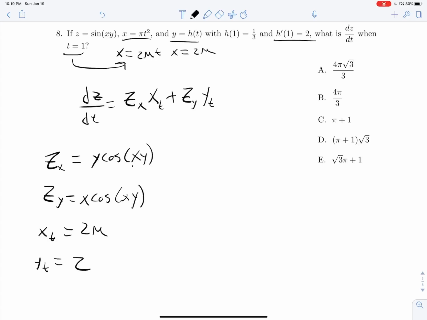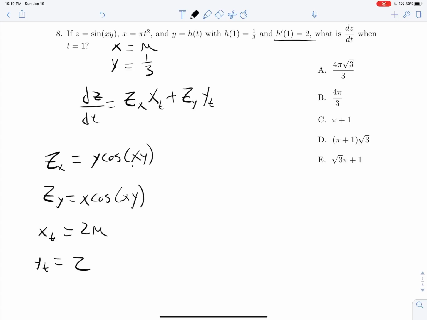There we go. And now we can plug our values in. Sorry, I should be more clear. This is xt up here, we took a partial derivative. The other thing we do need to figure out is what are our values for x and y? Well, we just have to plug in t equals 1 up here. So x is equal to pi, and y, since y is equal to h of t, and h of 1 is 1/3, y is equal to 1/3.